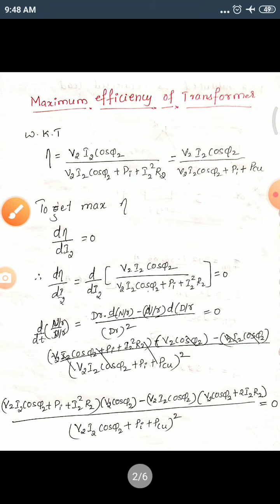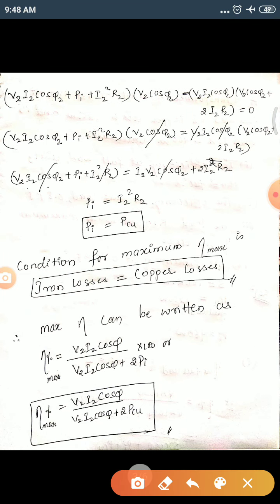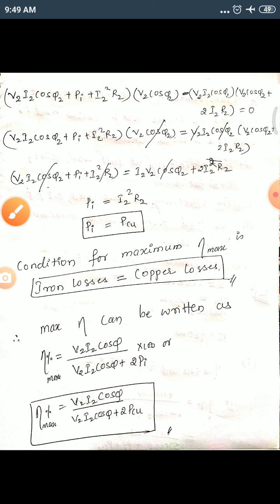What is the efficiency formula? This formula, substitute this condition, Pi is equal to Pcu. When you substitute, V2 I2 cos phi remains the same in the numerator, in the denominator V2 I2 cos phi plus, it was Pi plus Pcu. Both are the same, so you can write 2 Pi, or you can write 2 Pcu. Anyone you can write. All right, this is the condition for maximum efficiency.